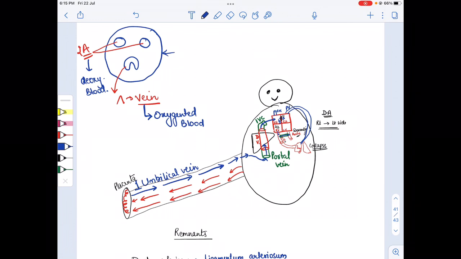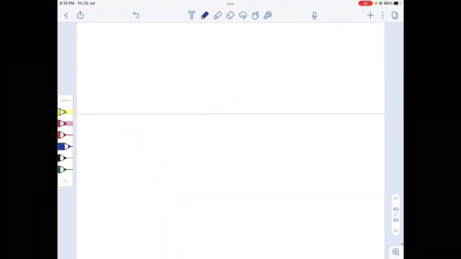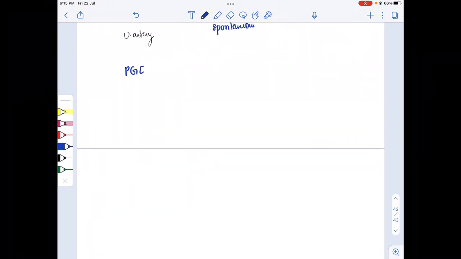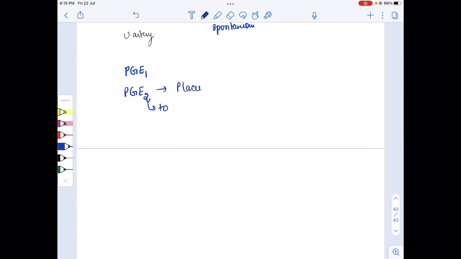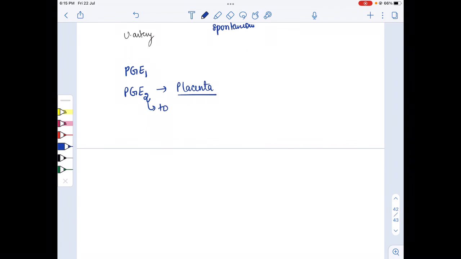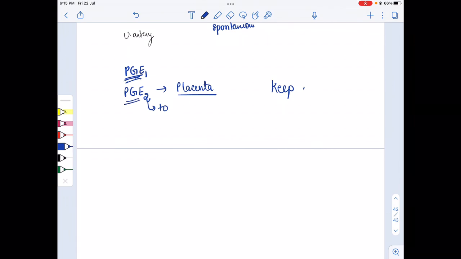And one more mnemonic I have to tell you. Sometimes we have to maintain this ductus arteriosus. So first of all, please remember that we have PGE1 and PGE2. E2, as 2 means placenta, comes through the placenta. So the placenta is maintaining this patent ductus arteriosus to stay open. So plus, keep. PGE1, PGE2, prostaglandin E1 and E2, they keep the ductus arteriosus open.